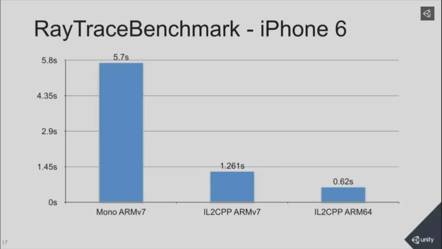So the first bar, the one that says 5.7 seconds, is without IL to CPP. It takes 5.7 seconds to render that image to screen. Now, we took IL to CPP to an iPhone 6, started running it on 32-bit. Now we're down to 1.6 seconds. Then we took it to iOS 64, and it's 64-bit support that we have in Unity 5, and it was halved, 0.62 seconds. That's over an 8-time speed increase, 8 times.